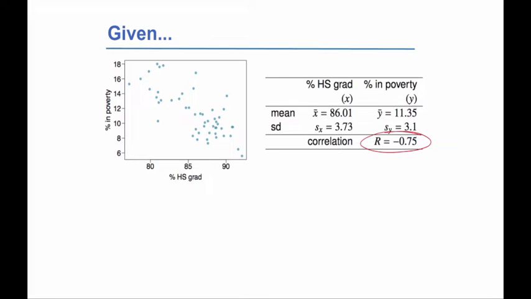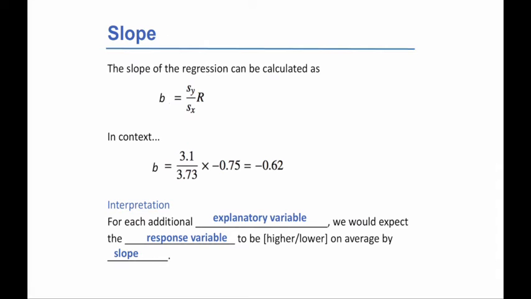And so you would need to figure these out using a calculator or a computer. But B is SY, the standard deviation of the Y's, over the standard deviation of the X's times R. This should be on your AP formula sheet. So in this case, we can find the slope of the regression line, the standard deviation of the y's divided by the standard deviation of the x's times our r of negative 0.75 will give us a slope of negative 0.62.